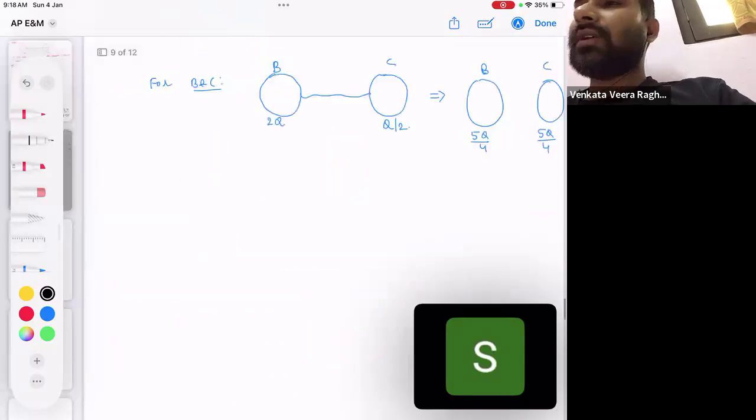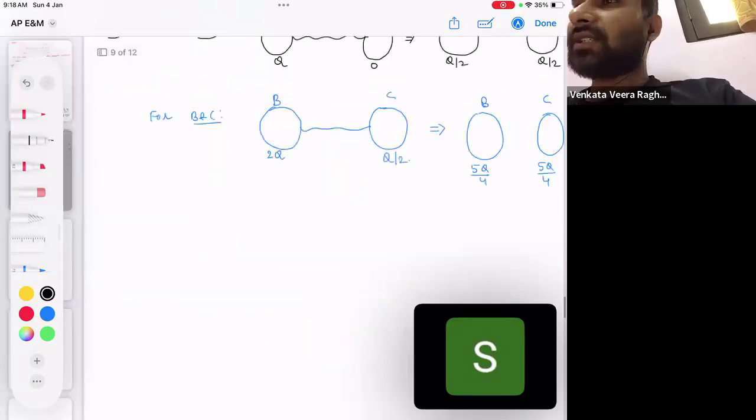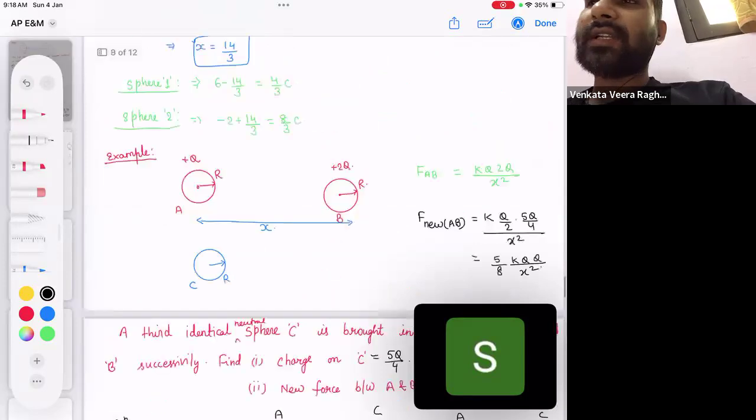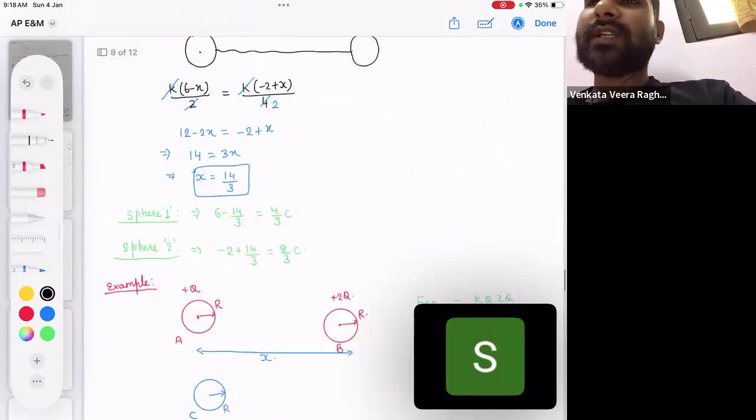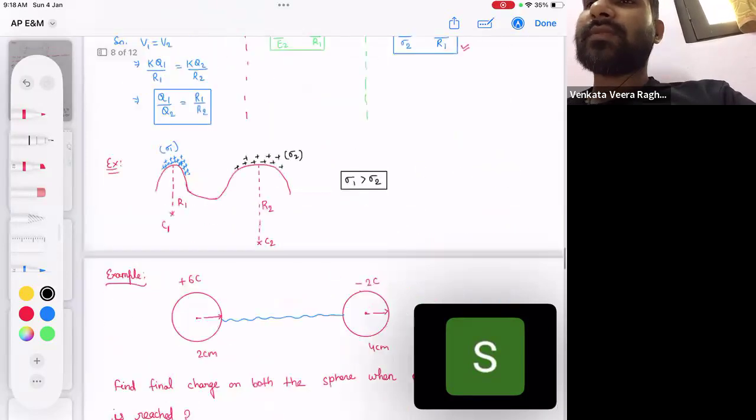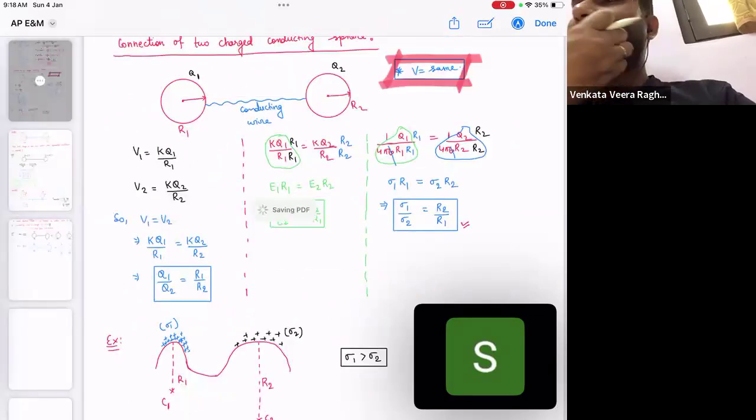Okay, understood? So these are the conductors. What is the purpose of a conductor? The purpose of a conductor is what? To store charge, to store the energy. Is that clear?